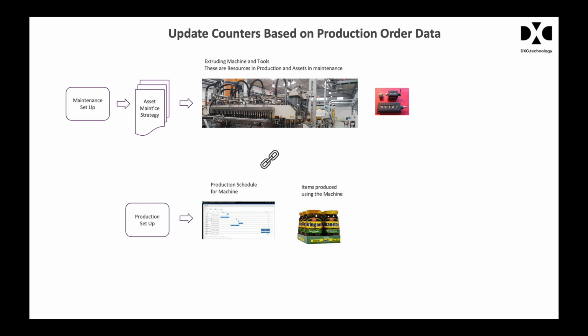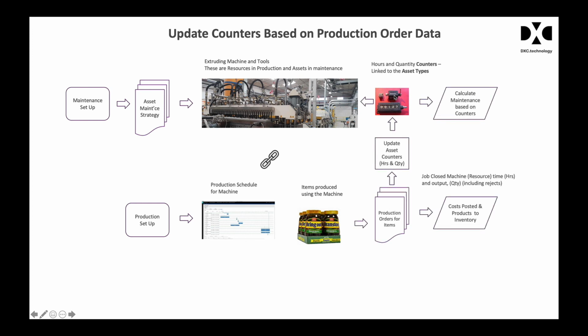Those can go up to counters, which can then be analysed to generate the maintenance based on what has actually happened inside production. So it's a very seamless process, and we're just basically running jobs to update the production orders, to update the counters in the maintenance, and generate the plans.